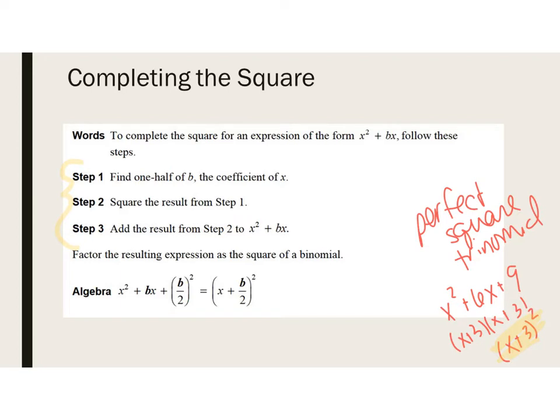So if you look through these, the first thing you're going to do is you're going to take half of b, and b is your coefficient on your x. So you're going to take half of the coefficient on x, you're going to square it, and you're going to add it to the end. Okay? So we're going to practice this. Half of b, square it, and you're going to add it to the end. So we're going to look at the first extra practice and practice this skill.